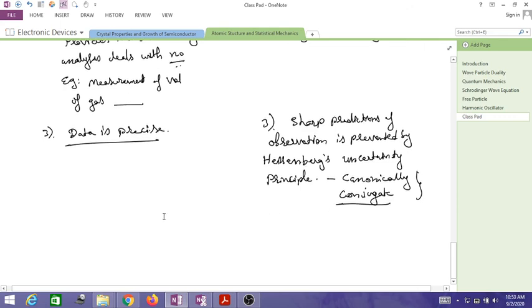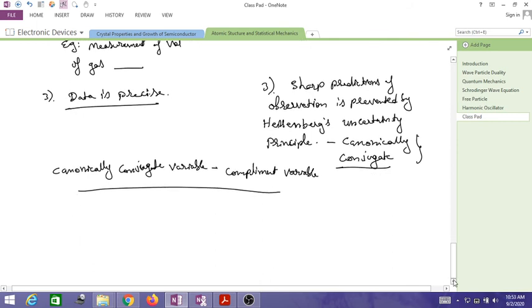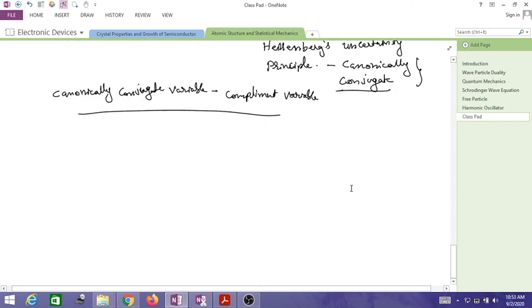Let me write it clearly. Canonically conjugate variables mean the complement variables. Complement variables mean the two variables cannot be true at the same time; only one of the variables can be true. So that is what it means, the complement variables.